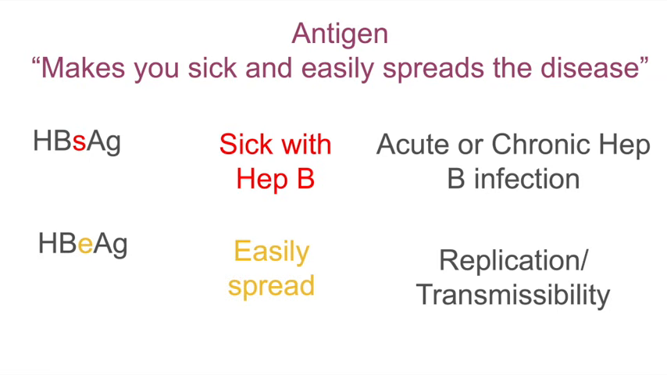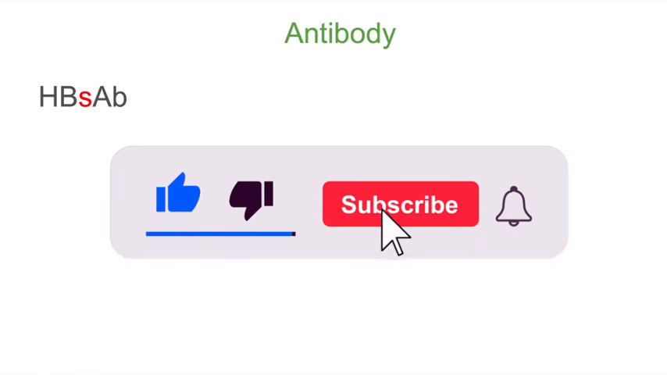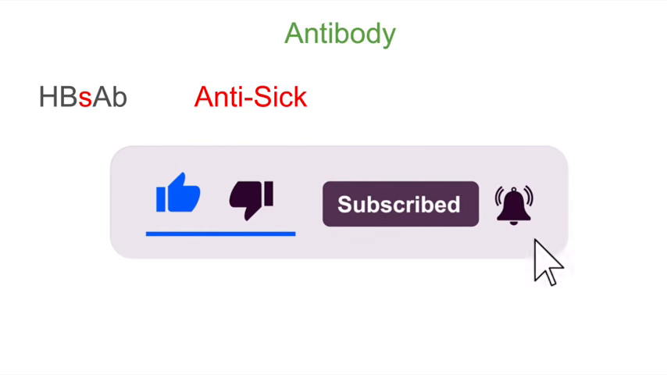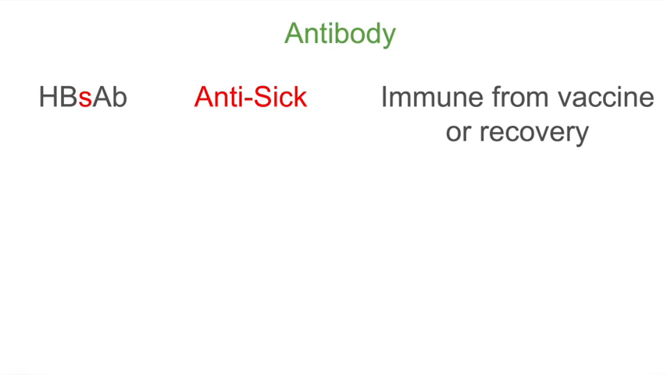So the antibodies are basically the opposite of the antigens. So the surface antibody means that you are anti-sick. You can't get sick from hepatitis B because you are immune from either receiving the vaccine or immune from recovery of a previous hepatitis B infection or exposure. The E antibody means that you're anti-easily spread. So you don't easily spread hepatitis B.